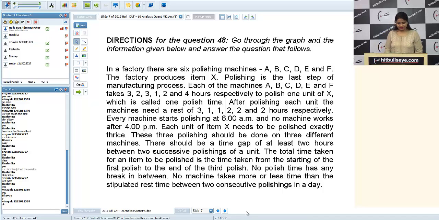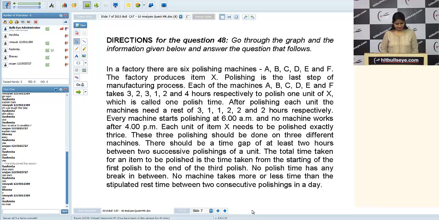Yes, guys, any problem in this set? Because this is reported as a difficult one. Good, Rashmita. Okay, very good. Okay, let us move further.